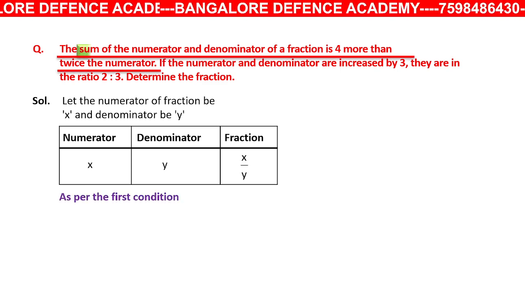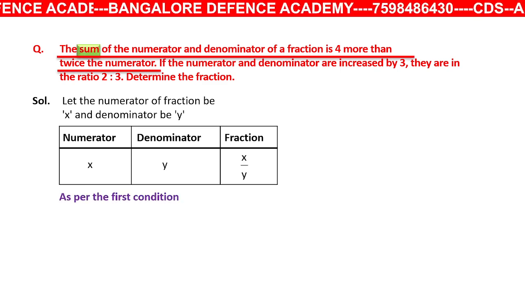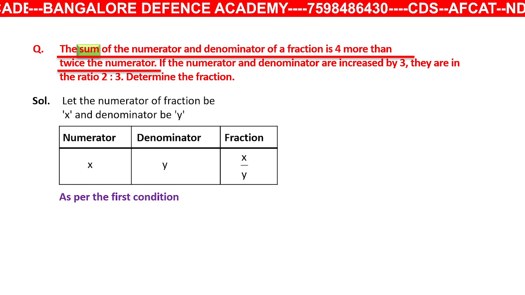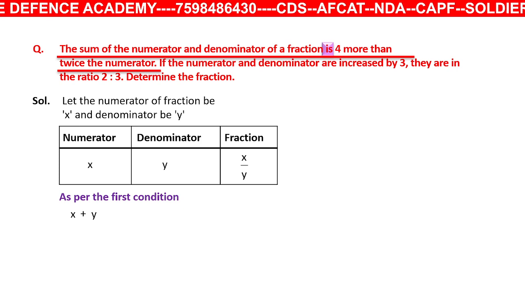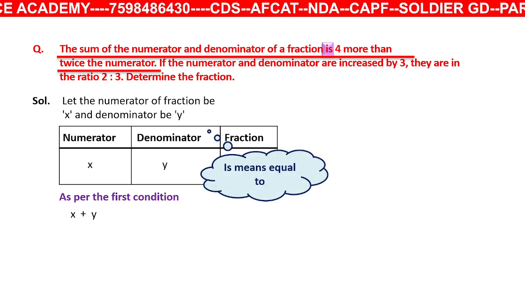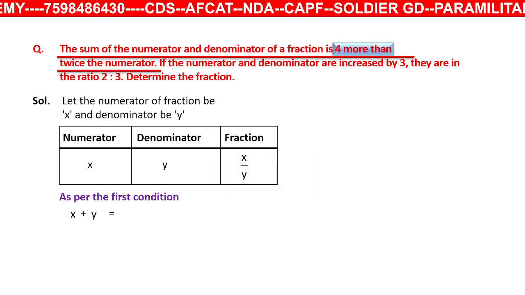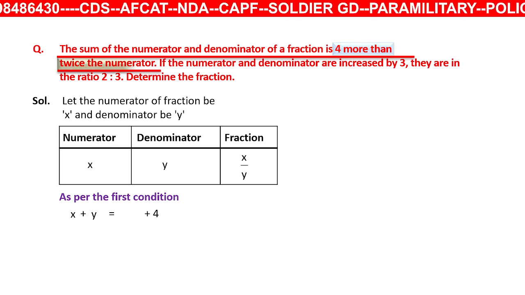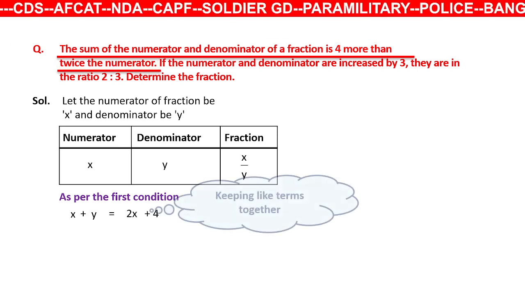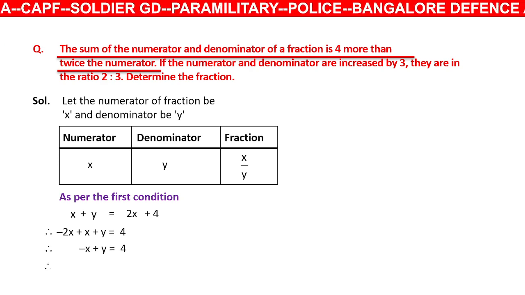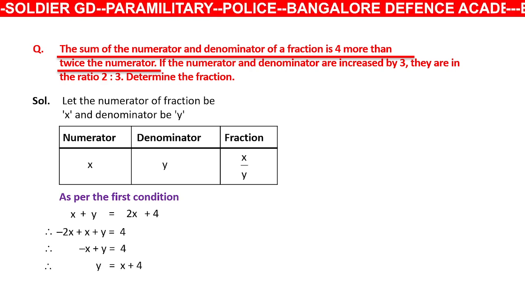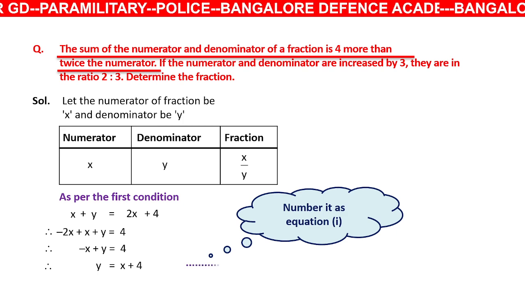According to the first condition, the sum of the numerator and denominator of a fraction is 4 more than twice the numerator. So sum, that means add. So numerator and denominator, when I add, it is equal to 4 more than twice the numerator, that is 2x. So when I solve this, I get minus x plus y is equal to 4, or y is equal to x plus 4. So this is the first equation.